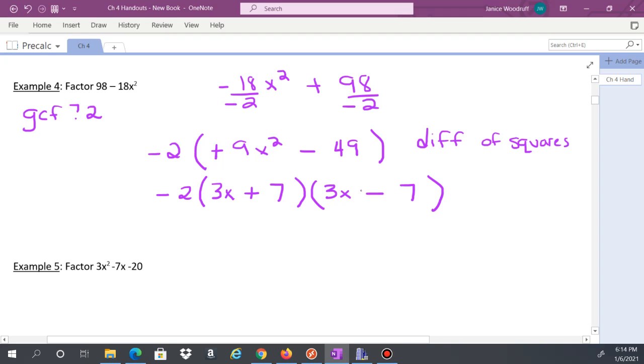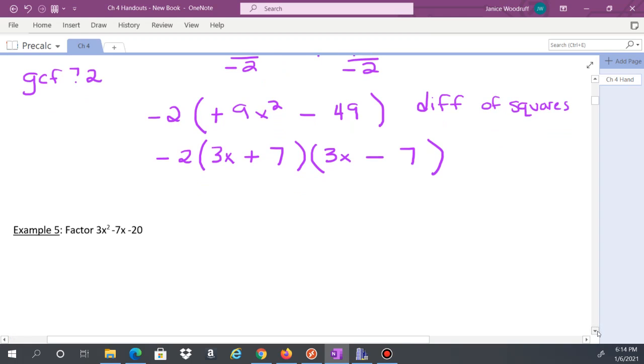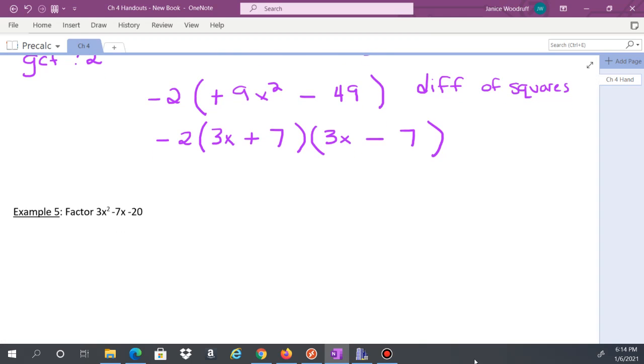You can get 3x plus 7, 3x minus 7. Okay, then example 5, we have a non-monic trinomial. And there's 2 ways to factor this, and everybody likes different ways. And I like using the mistake method, but a lot of my students don't. So I'm going to do both.